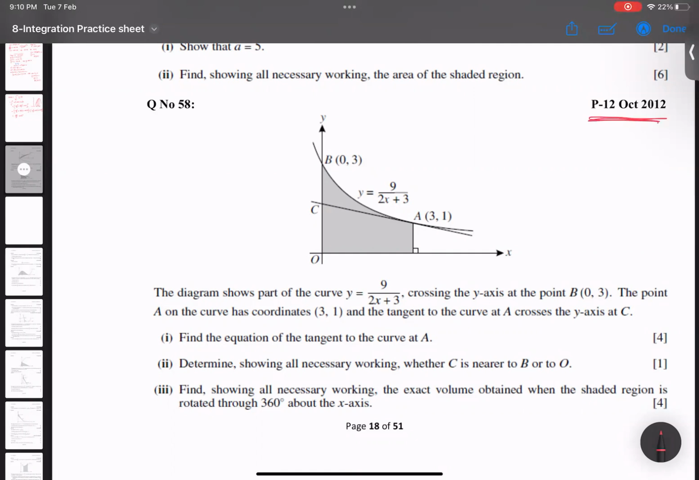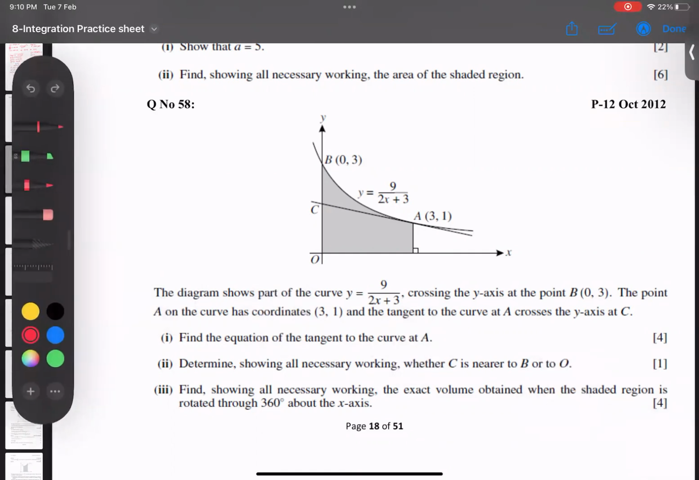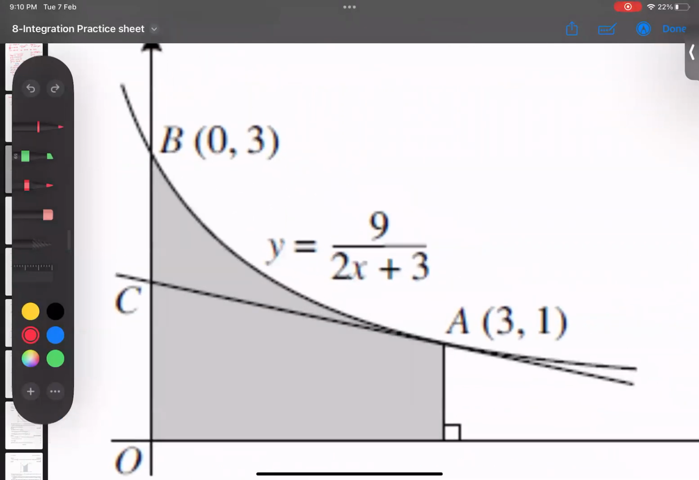This is the October 2012 second variant. We have a question here with integration and differentiation together. The first part asks us to find the equation of the tangent at A. What is the tangent? I can show you. This is a curve. This curve is going and going like that, and this line touches it and goes. This is called a tangent. I think the point is very, very clear.